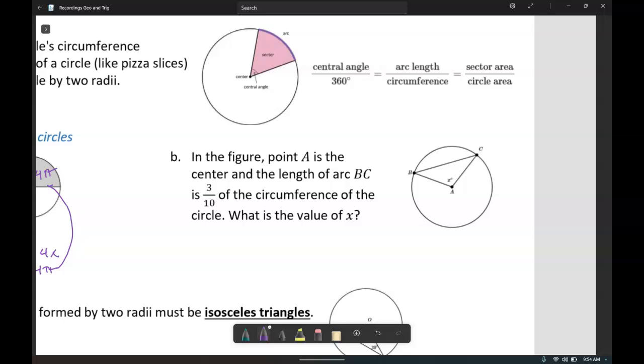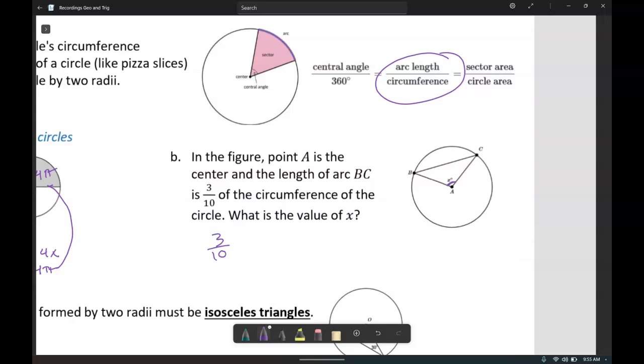Here we have another circle. In the figure, point A is the center, and the length of arc BC is 3/10 of the circumference. And so they've told us this ratio of arc length to circumference. It is 3/10. We want to find the value of x. Well, x is the measure of the angle.